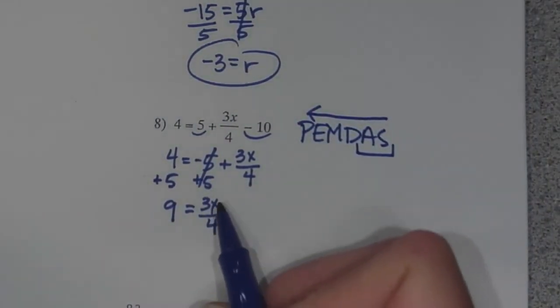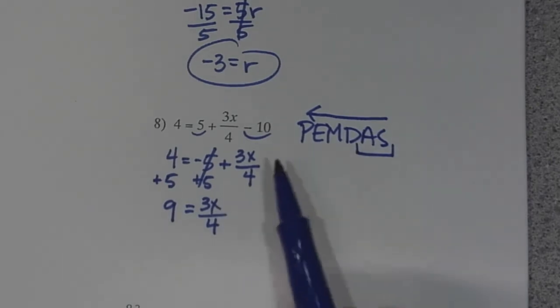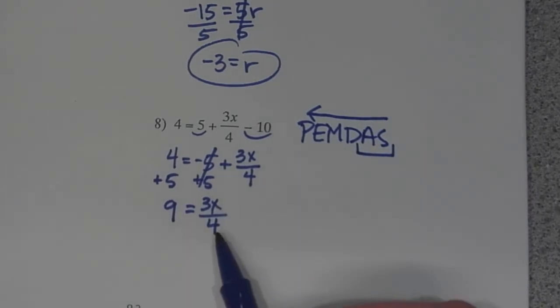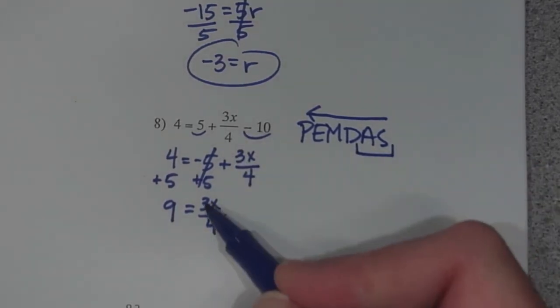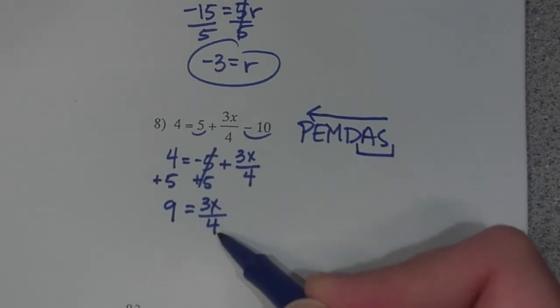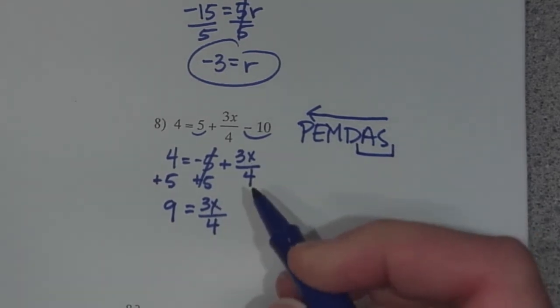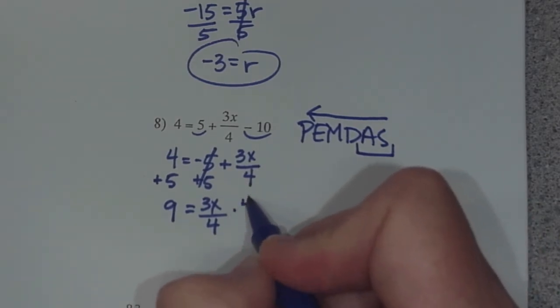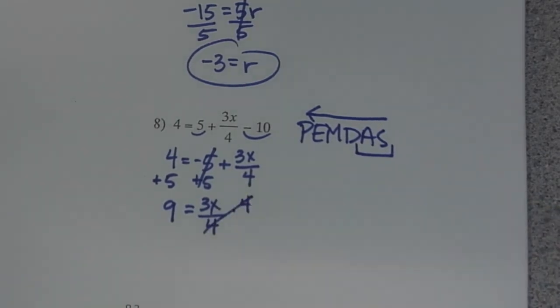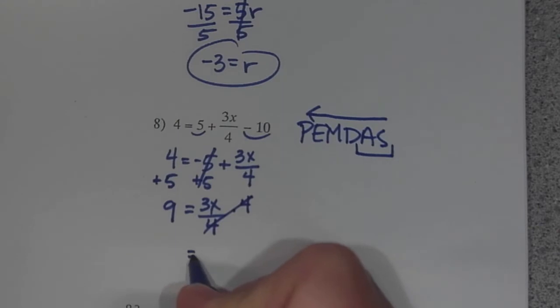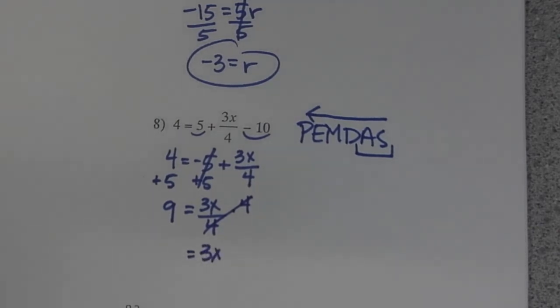The next step you're going to do is you're going to take away the denominator. You're going to get rid of the denominator. So right now, the 3x is being divided by 4. If you want to get rid of the 4, you're going to have to do the opposite of division. So we're going to multiply by 4. And when you multiply by 4, these two just cancel out, and they leave you with just the 3x, which is great. That's getting us closer to the answer.